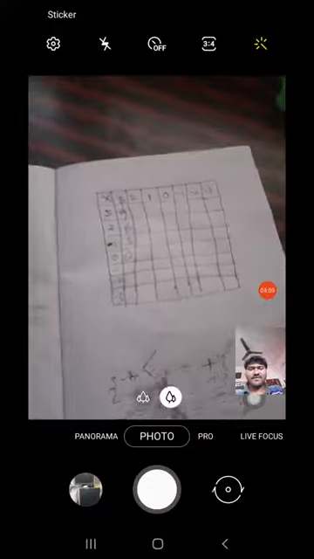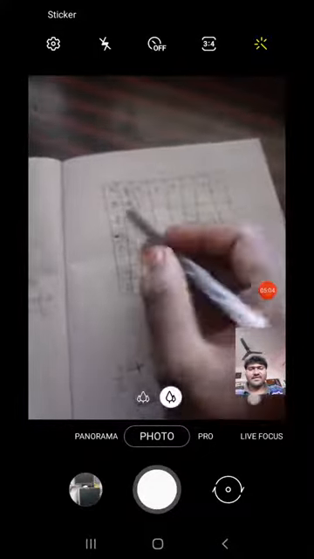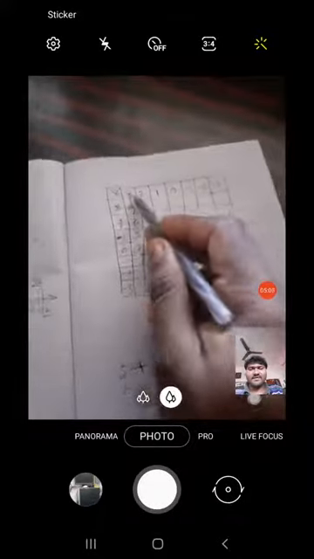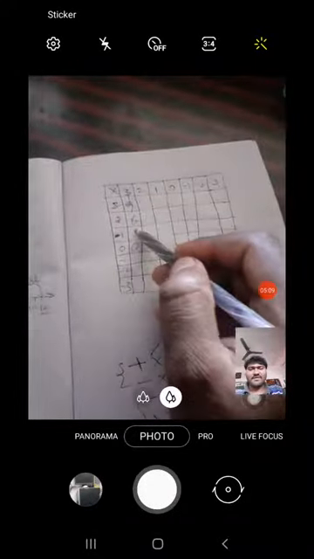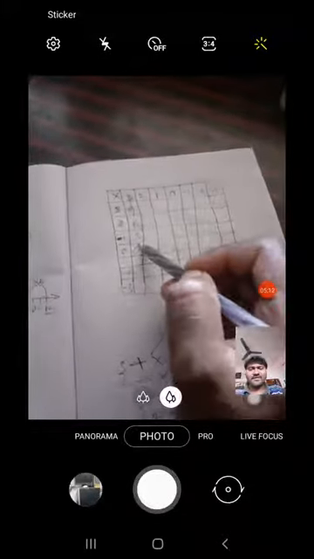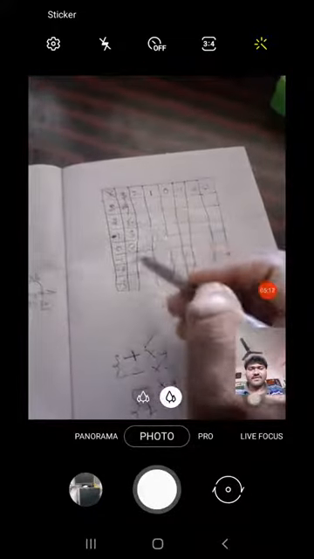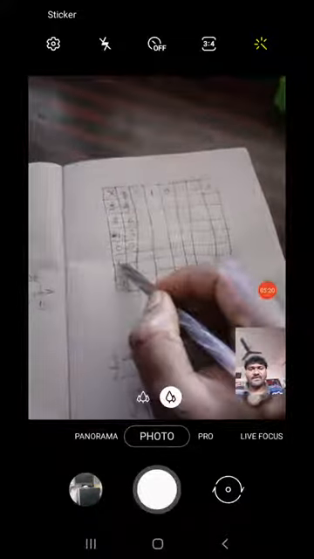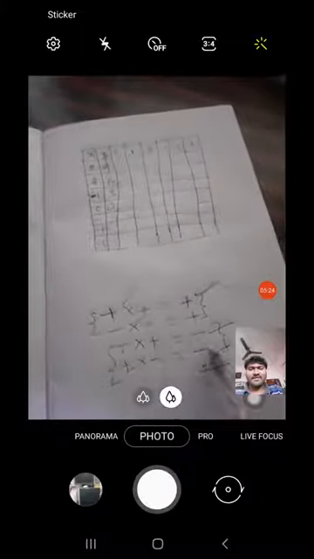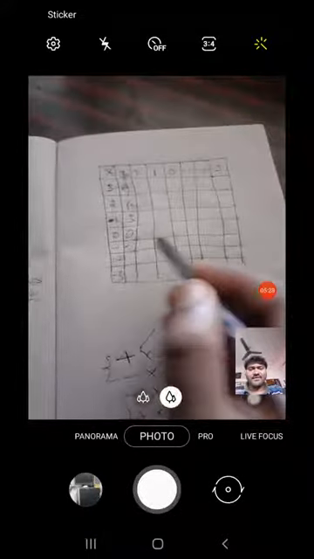We discussed already, both are plus. This is positive, this is also positive, so we get a positive answer. So 9. Positive into positive, getting a positive answer. But this is the negative term, this is the positive term. What are we getting? Negative. So the answer will be negative.